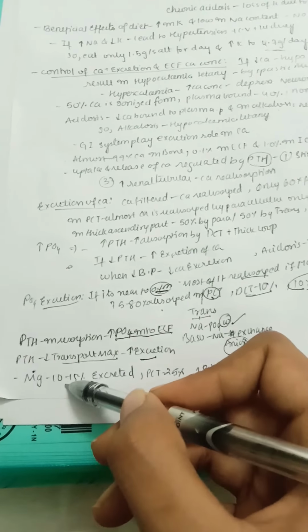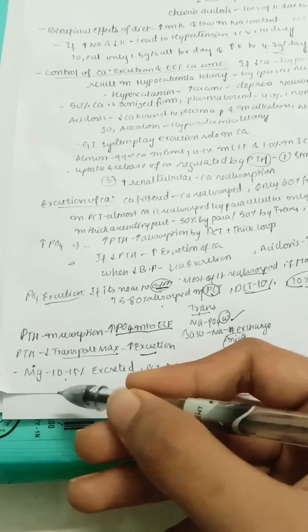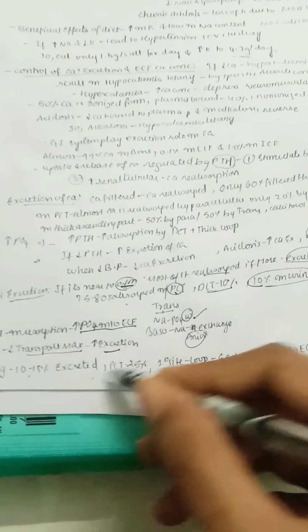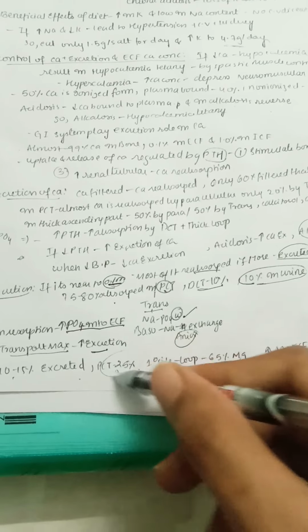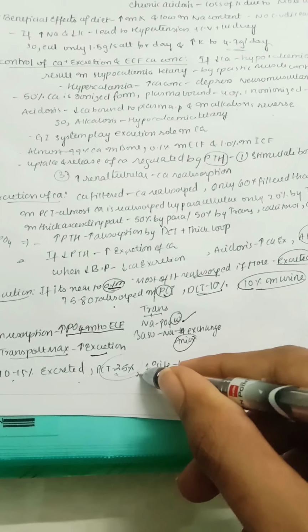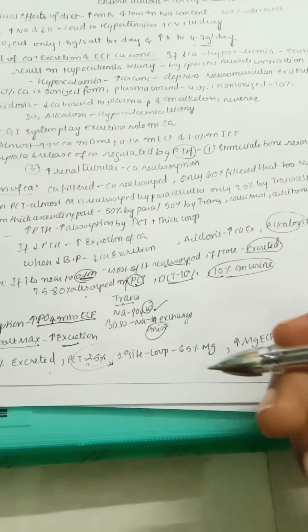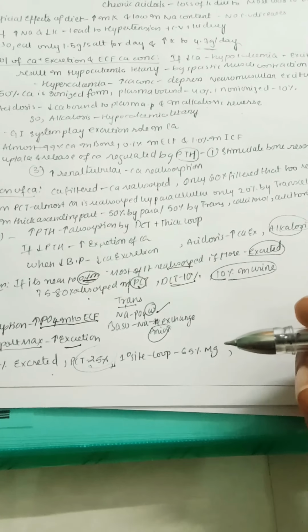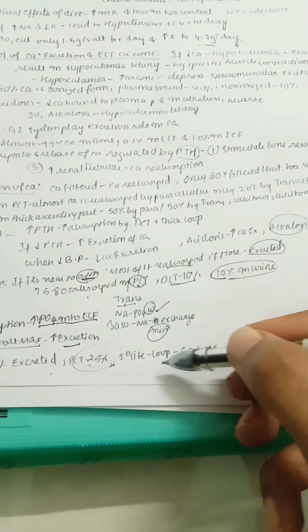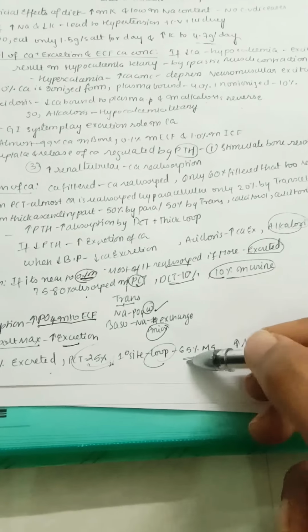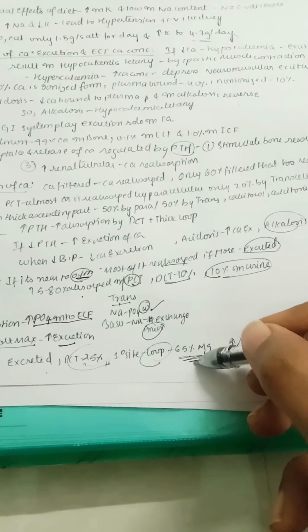And now let us talk about magnesium. Only 10 to 15% of magnesium is excreted in our urine. The proximal convoluted tubule reabsorbs 25% of magnesium. The primary site of reabsorption of our magnesium is the loop of Henle, where 65% of magnesium is absorbed.